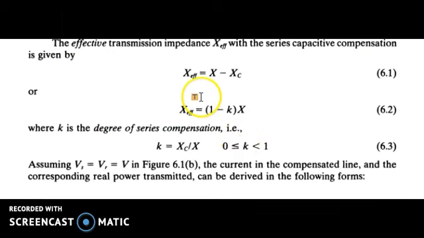As we have been discussing, when we are adding a capacitive compensation with the series transmission line, X is the transmission line reactance and Xc is the reactance of the series compensator. So the effective reactance of the transmission line is going to be X minus Xc, which also gives us the possibility of expressing Xc as a function of X, that is, the amount of inductive reactance that is being compensated.